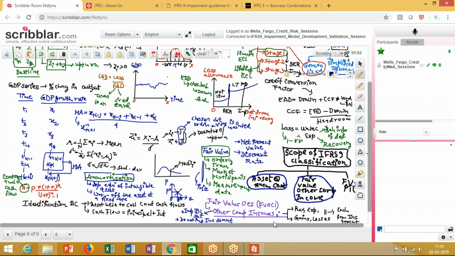Does not impact the income statement. Right. So these are the type of incomes. Now what happens is, what are the type of incomes which would not impact the income statement?